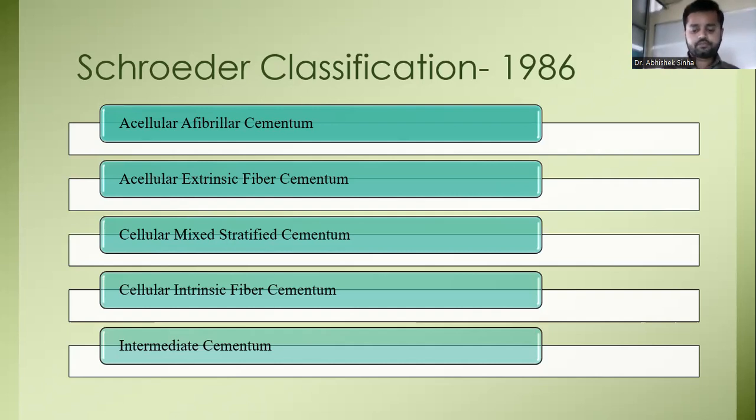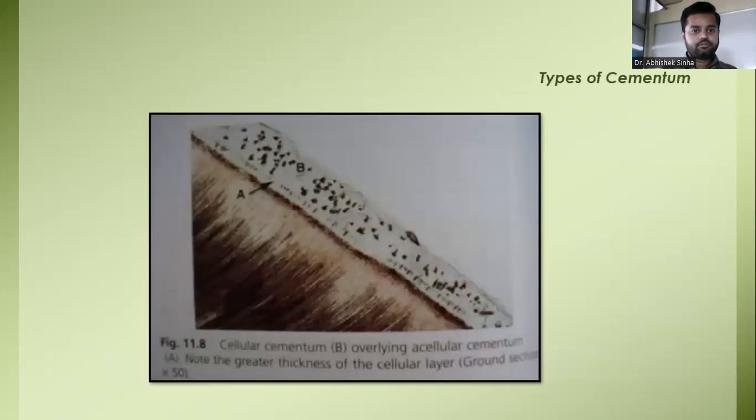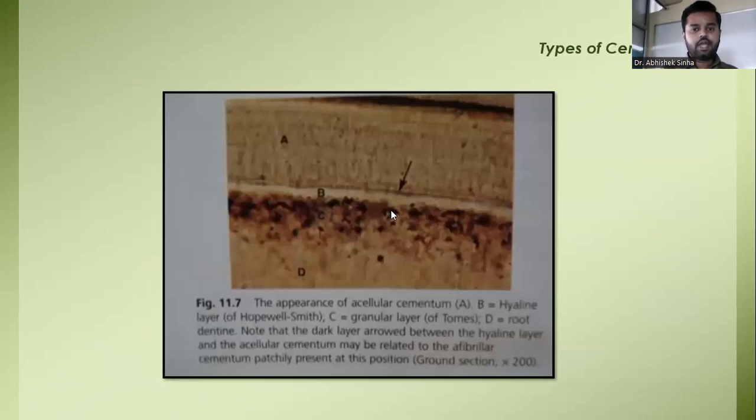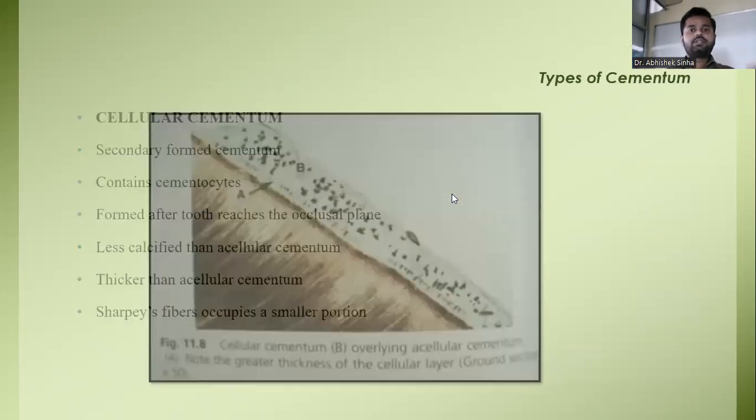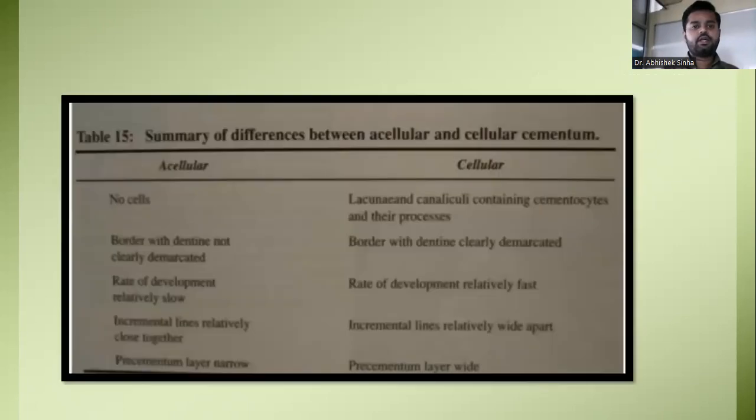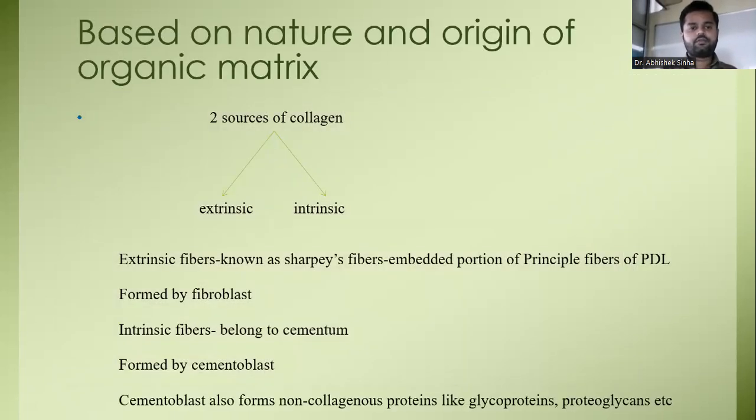Intermediate cementum is also known as the hyaline layer of Hopewell-Smith. If you can see the diagram here, the arrow which is pointing towards the hyaline layer of Hopewell-Smith, that is the intermediate cementum. What is intermediate? It is between something. It's neither mature nor immature. It is in between. So we'll see all the 5 categories separately.